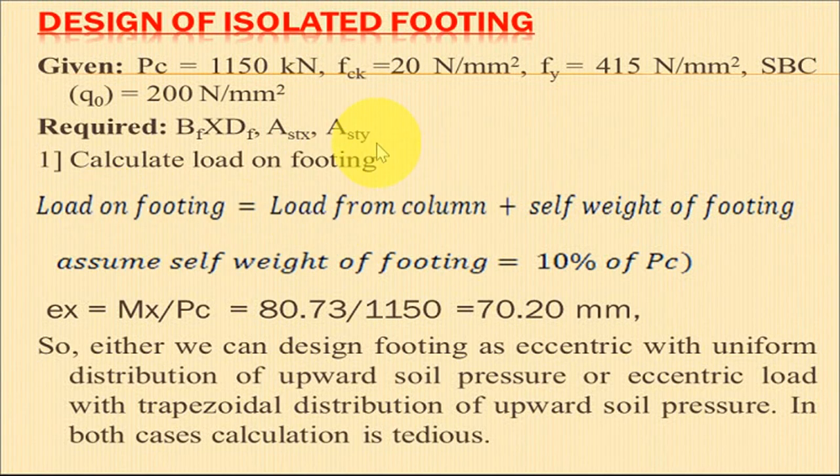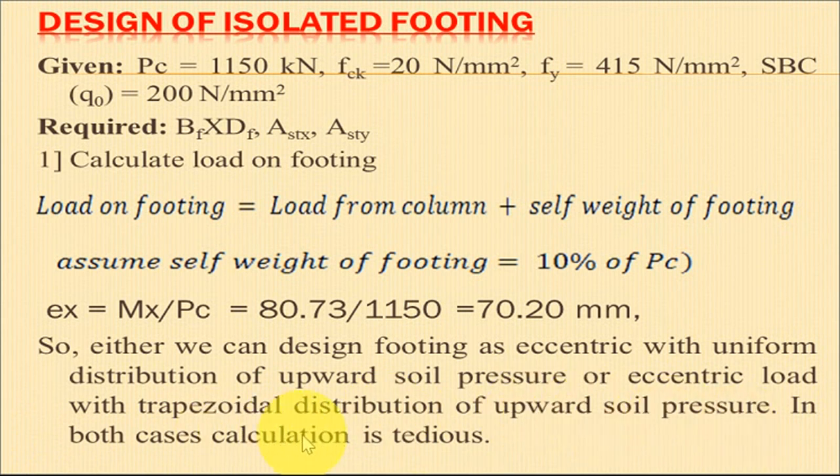Load on the footing is equal to, here when we design the footing, we have considered the limit state of serviceability. That's why we have considered the actual load on the column instead of the ultimate load. So here actual load plus self weight of the footing considered as 10%. So 1.1 multiplied by load on the column divided by L B C. Here ex is equal to Mx divided by Pc, that is the moment along the x direction divided by Pc. So it is 70.20 mm. So either we can design the footing as eccentric load with uniform distribution of upward soil pressure, or eccentric load with trapezoidal distribution of upward soil pressure.